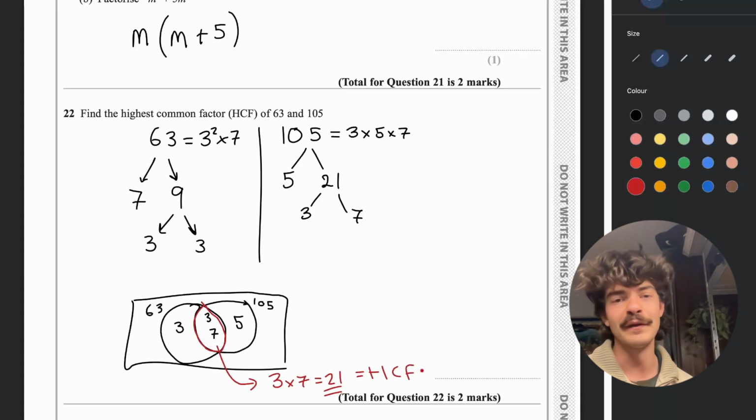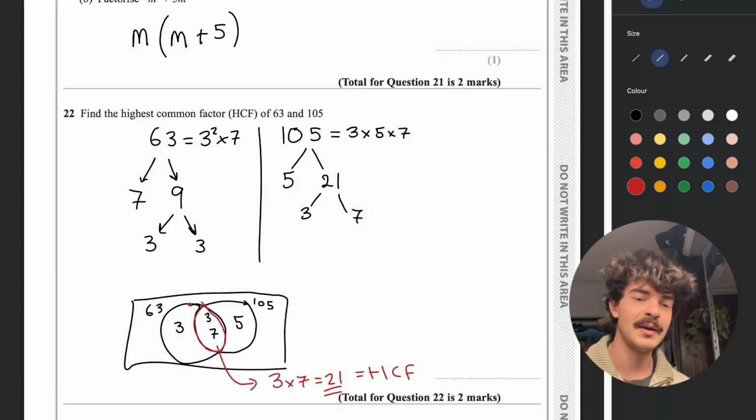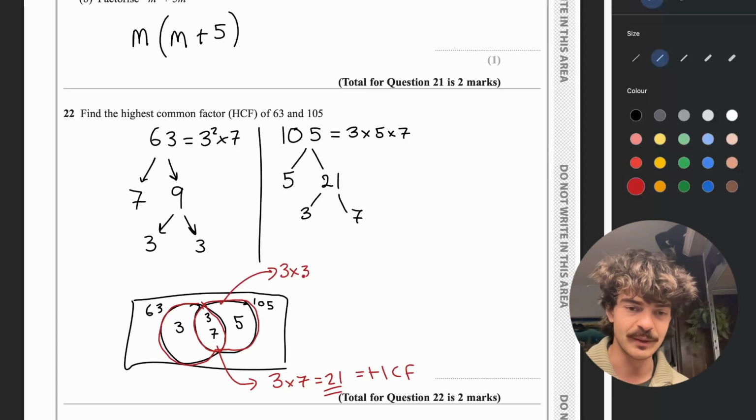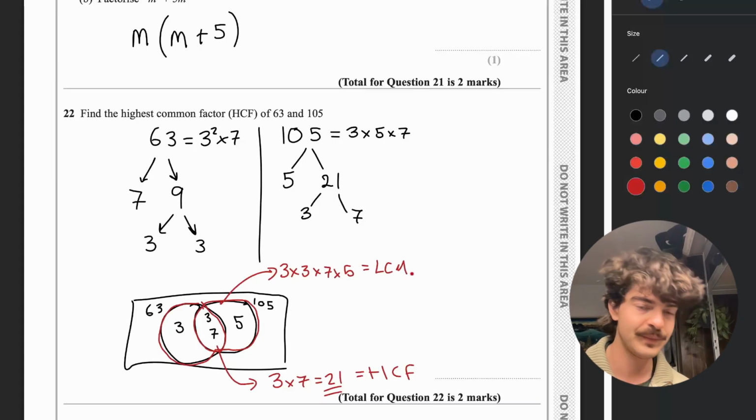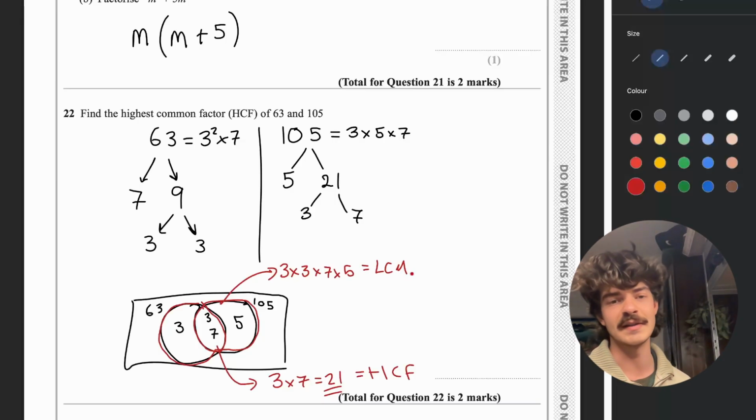And if you're ever looking for your lowest common multiple, well, that's when you take all of the numbers. You take all of them in there and you multiply all of the ones you can see together. So 3 times 3 times 7 times 5 is equal to your lowest common multiple. That's the first number that's in both the 63 and the 105 times table.